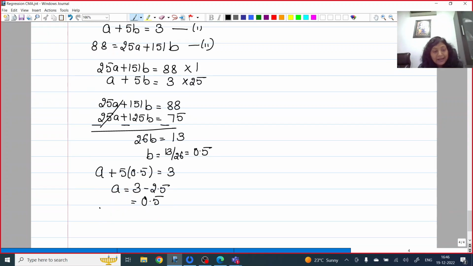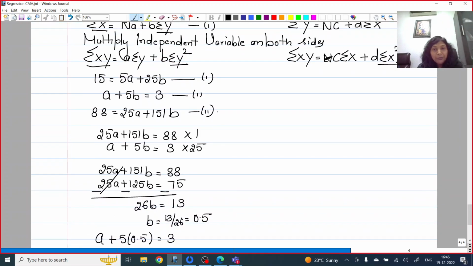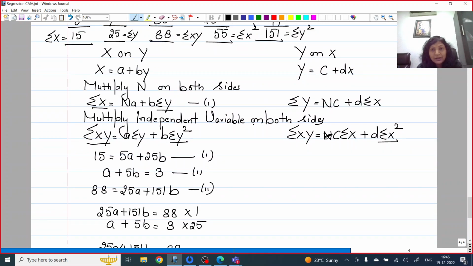So my equation is x equals a plus b y. So this becomes my equation. This is x on y. Now if we want to compute y on x, again put the value.